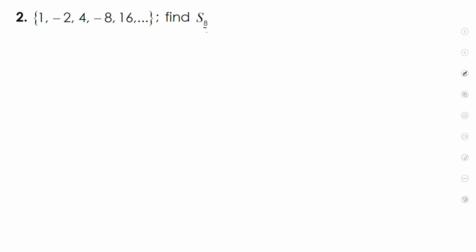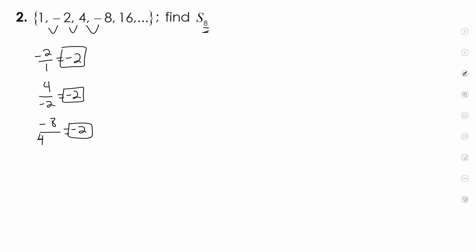We want 8 terms. So what is the pattern here? Is this arithmetic or geometric? Let's find a ratio. So -2 divided by 1 is -2. 4 divided by -2 is -2. -8 divided by 4 is -2. So guys, what kind of sequence is this? Geometric. It's geometric. My ratio is -2. This is a geometric series. I'm sorry, sequence. A geometric sequence.